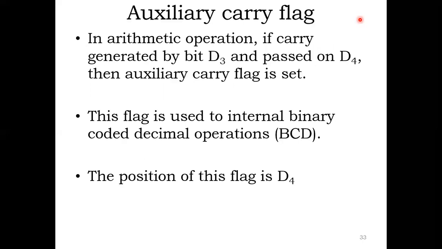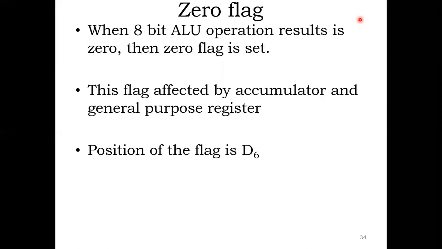In an arithmetic operation, if a carry is generated by bit D3 and passed on to D4, then the auxiliary carry flag will be set. Zero flag: when the 8-bit ALU operation result is 0, then the zero flag will be set. This flag is affected by the accumulator and the general purpose registers. The position of the zero flag is D6.